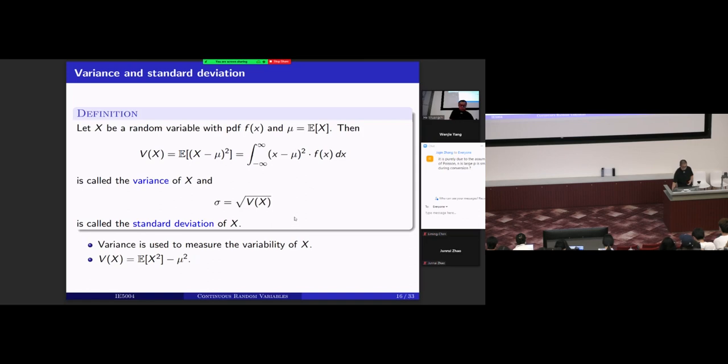And no matter if it's continuous or discrete, the variance is used to measure the variability of the random variable, right? So if you have a bigger variance, you would have a bigger chance to take a value away from the expected value, away from the center, right? And also the same shortcut formula is applicable, so you can always compute that in this way.